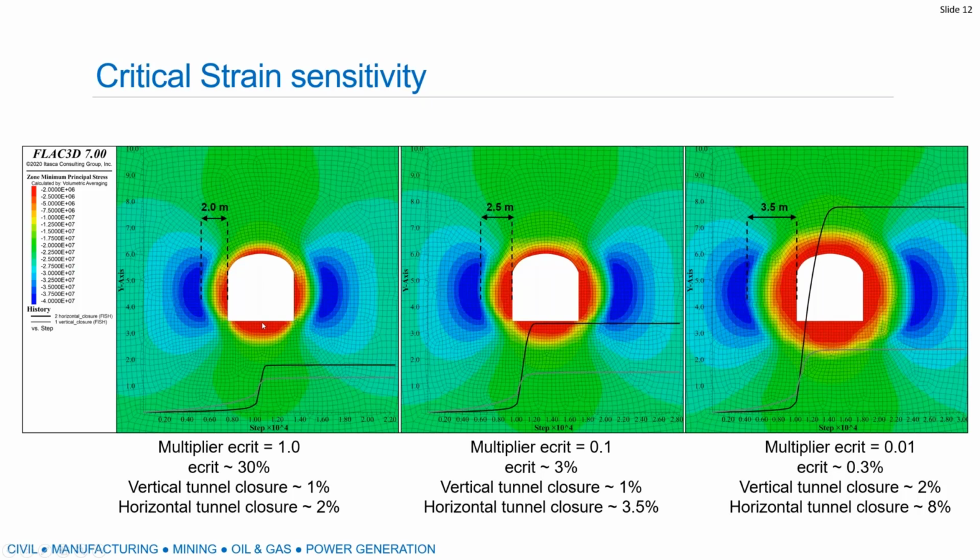Here we are using a multiplier of 1, so we are not changing it at all. We are reducing it by an order of 10, and here by an order of 100. And what you can see is that the depth of damage changes from 2 meters to 3.5 meters. Also, the closure strain is a big function of this ECRIT as well.